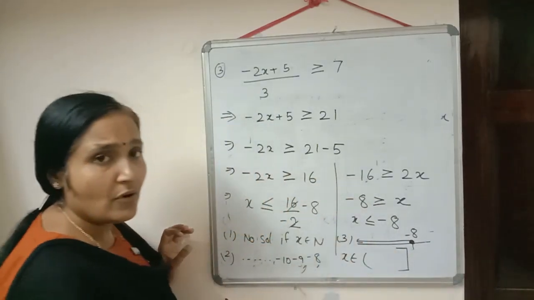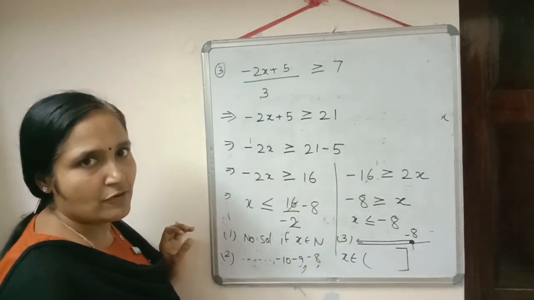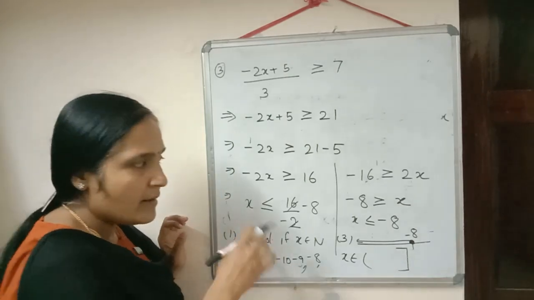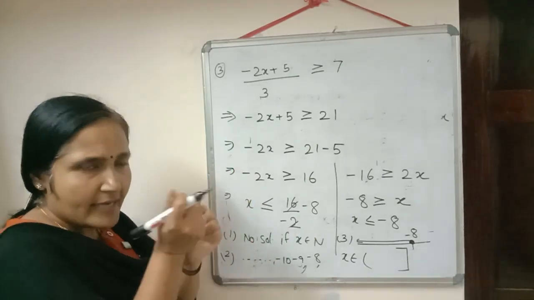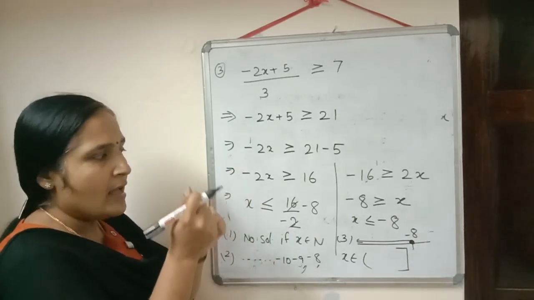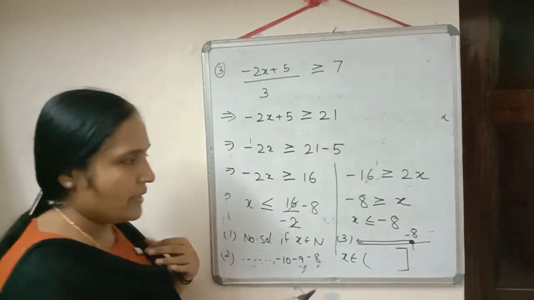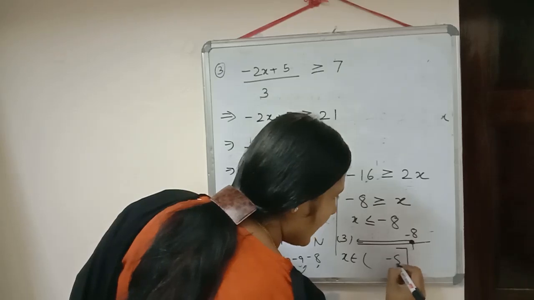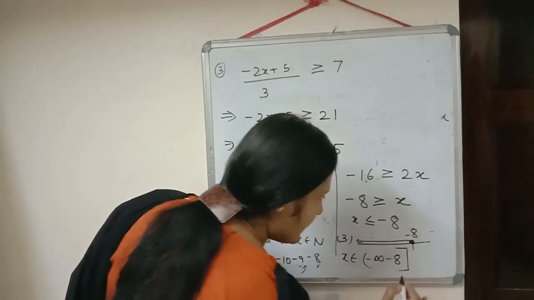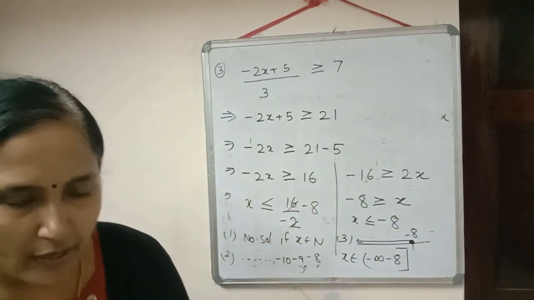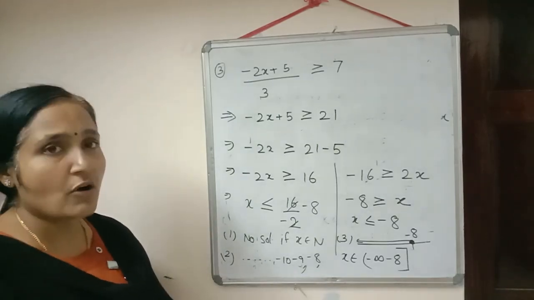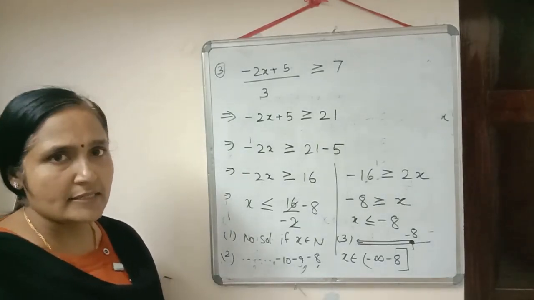Then what we have to do? Closed bracket we have to use. When we are including a number, make it closed, means that number also we are taking there. But when we are not including that number, we will make it open there. So it will be equal to minus 8 to minus infinity. So I hope it is clear to you how to solve the linear inequations.